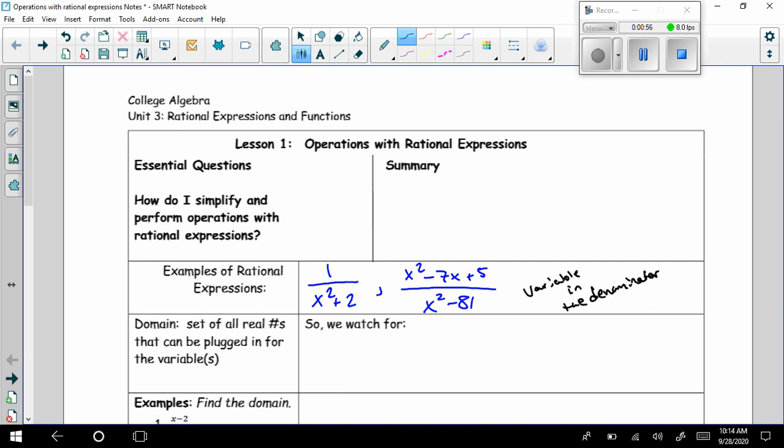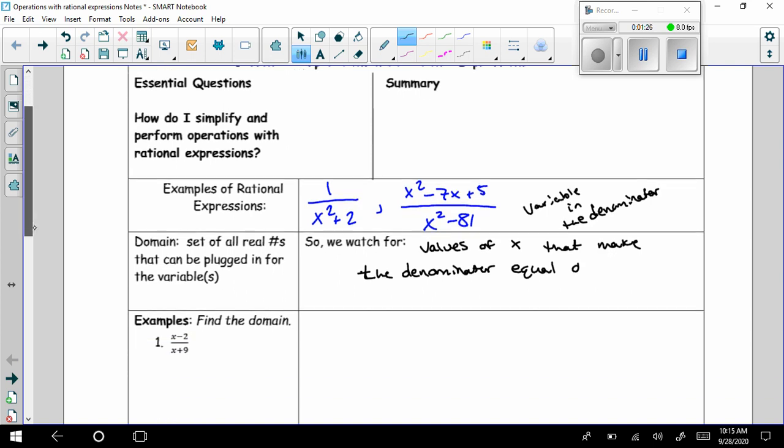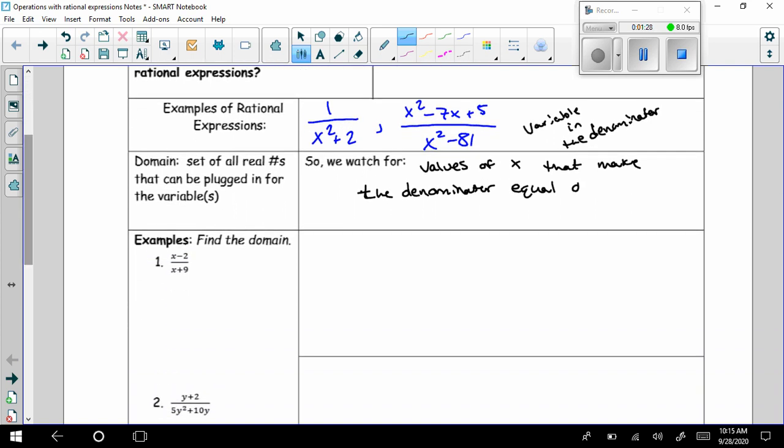So we have to watch for values of x, or whatever variable you're using, that make the denominator equal 0. All right. And those are what we call restricted values.